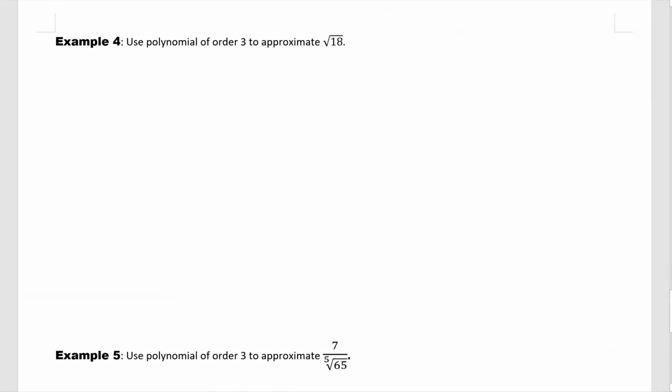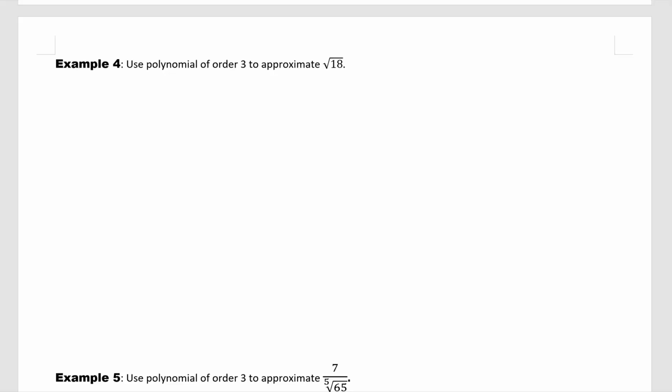I really hope that you can stop the video here and try to work on example 4 and example 5. Are you done? So let's check our work together. Here you can see the function is not given, so we're going to define the function. The first step, we define our function to be square root of x, right?